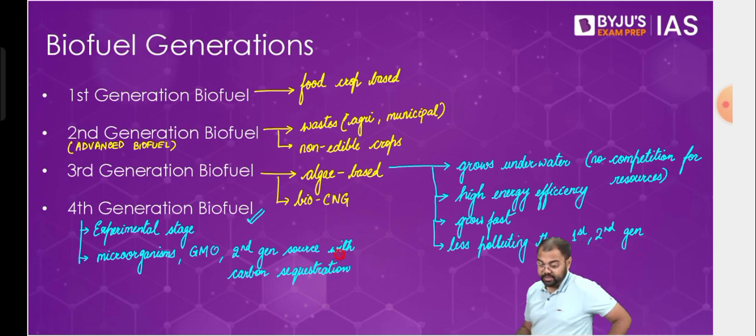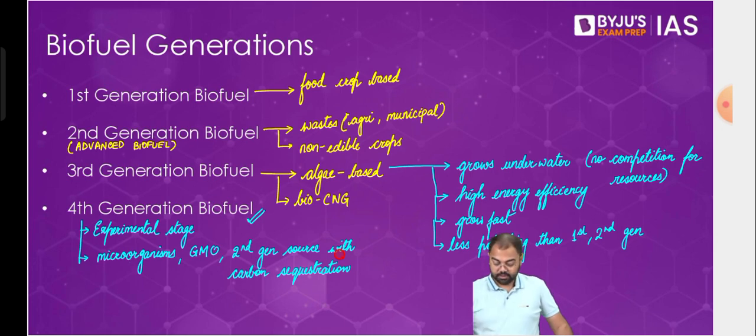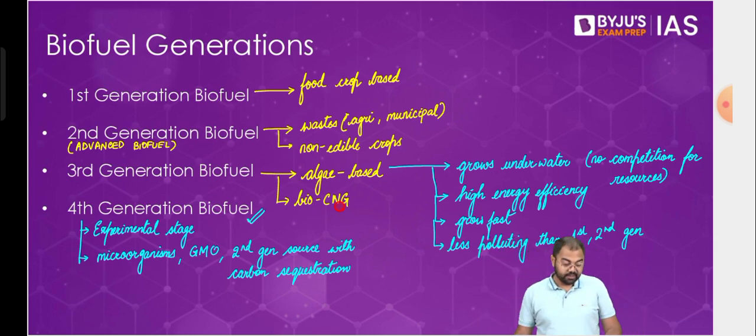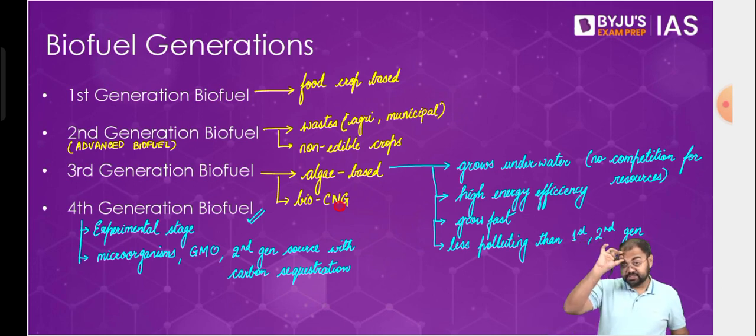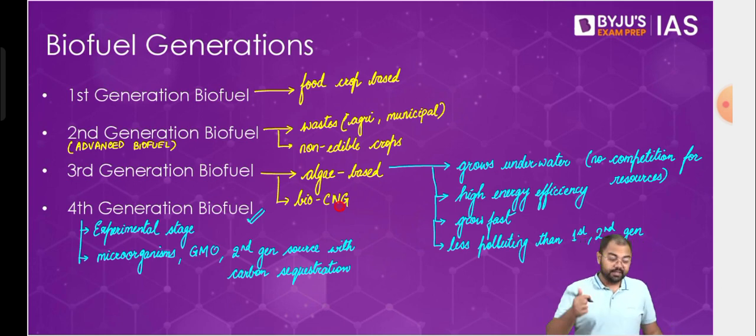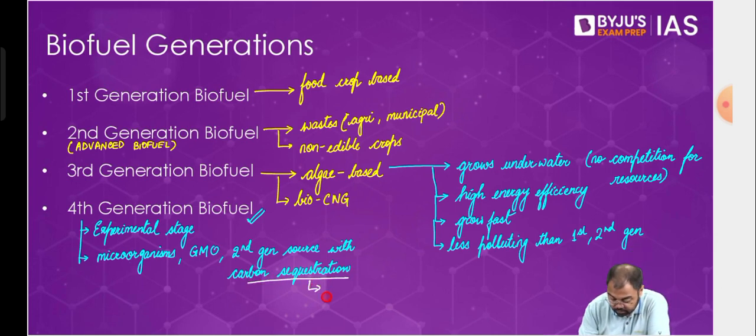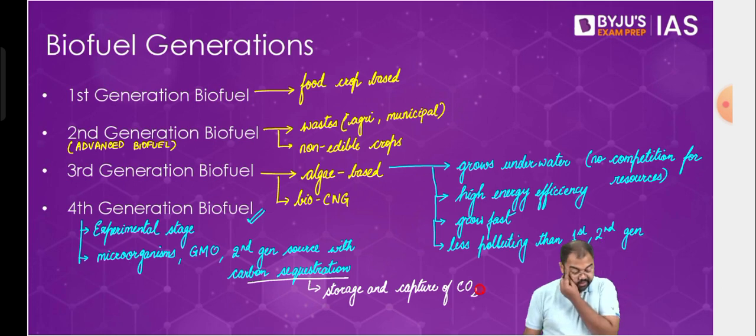Any idea what is carbon sequestration? Anyone who can tell me first? What do we mean by carbon sequestration? Storage of carbon, capturing of carbon, basically both. Storing and capturing carbon. All right. So why are we saying second generation source with carbon sequestration? Because second generation source would produce some carbon dioxide. So whatever carbon dioxide is being emitted by the second generation process, that carbon dioxide can be captured and stored. So that capturing and storing of carbon dioxide is what we are talking about. Right. So carbon sequestration is the storage and capture of carbon dioxide.